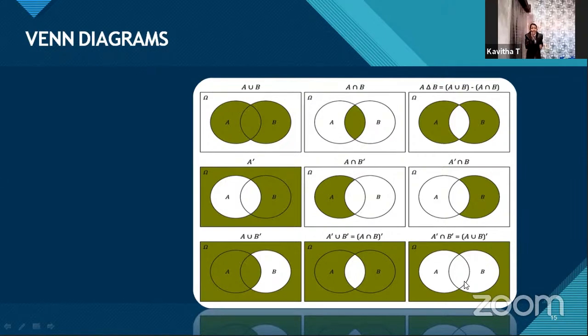Then next, A dash union B. Okay, it is a reciprocal operator, which means we are filling everything except A from B. Like that, we have different types of Venn diagrams.